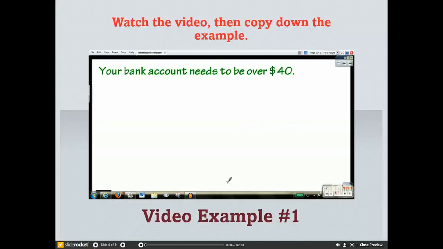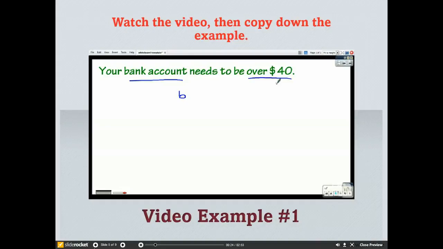Let's take a look at the following problem. Your bank account needs to be over $40. So what we'd like to be able to do is to translate this into a mathematical statement. We're looking at our bank account, so for my variable I'm going to choose B to represent the bank account. And then our keywords here, over $40.